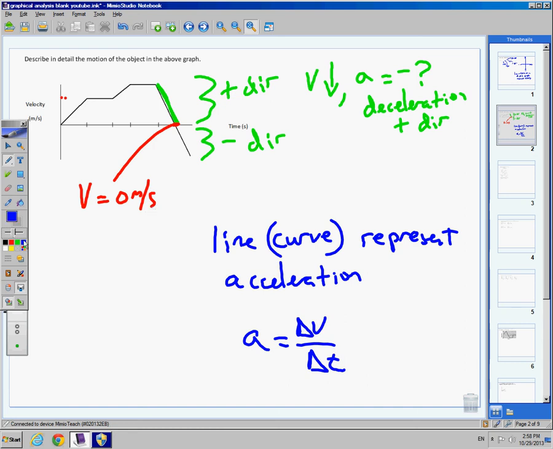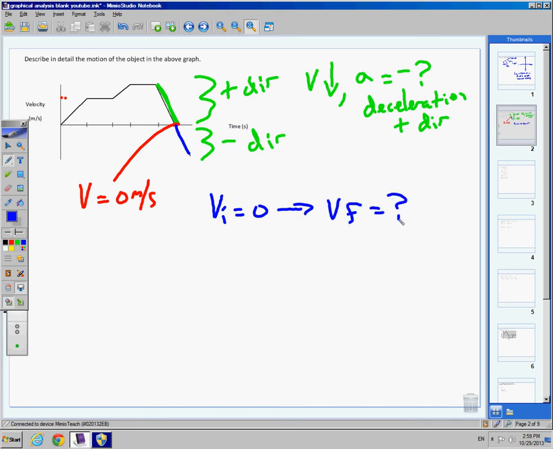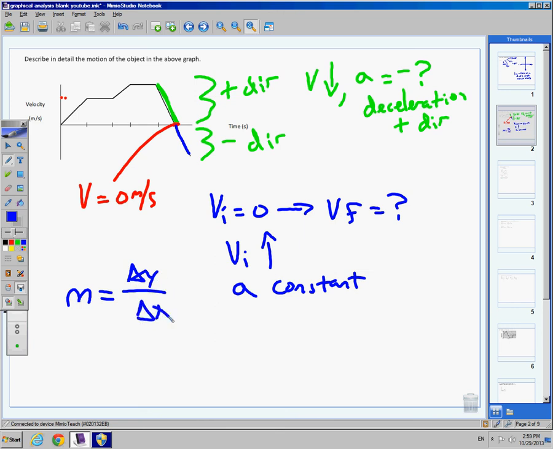But once it goes below the x-axis, now we have a slightly different situation. Let me just erase some of this here. What happens is that it now went from an initial velocity of 0 to some final velocity that's greater than 0. And so what I could say now is that this velocity increased, which means since the slope is constant, acceleration is a constant. We would have to find the slope of that. If you forget, the slope equation is m equals delta y over delta x. Okay? And so it's a constant acceleration in the negative direction.